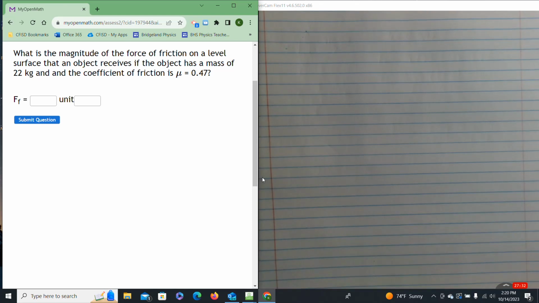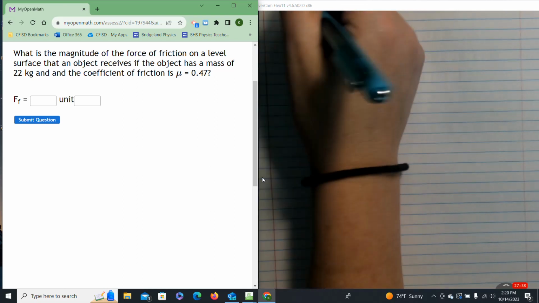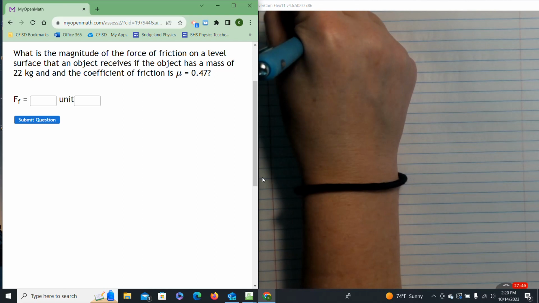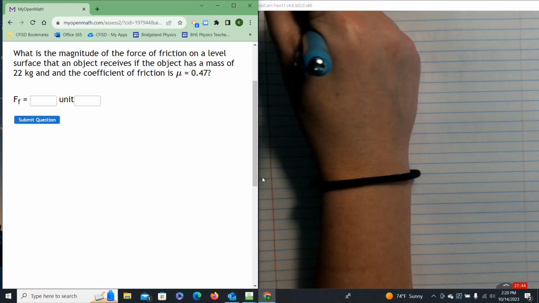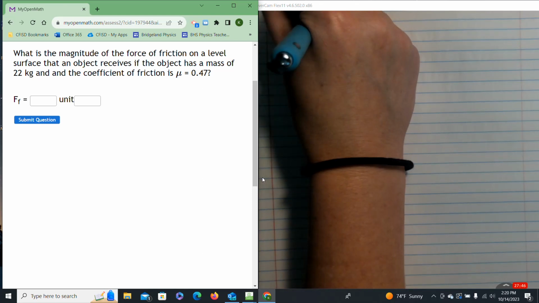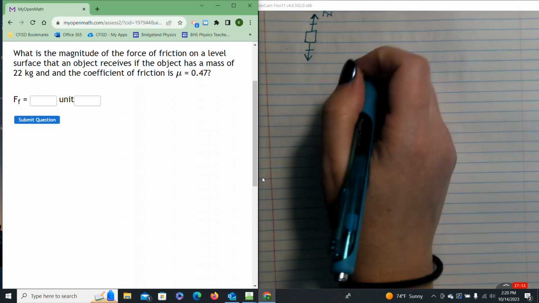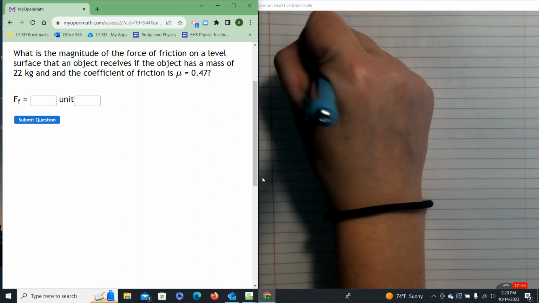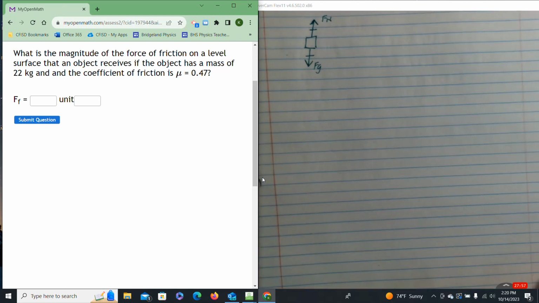All right, so I know that we're on a level surface. I know the mass of this object. I know the coefficient of friction. So I have my object. I have the force of gravity. I have the normal force because I'm on a surface. I know those are equal and opposite to each other. So there is my Fn. Here is my Fg. It doesn't mention anything about it being pushed or anything like that.